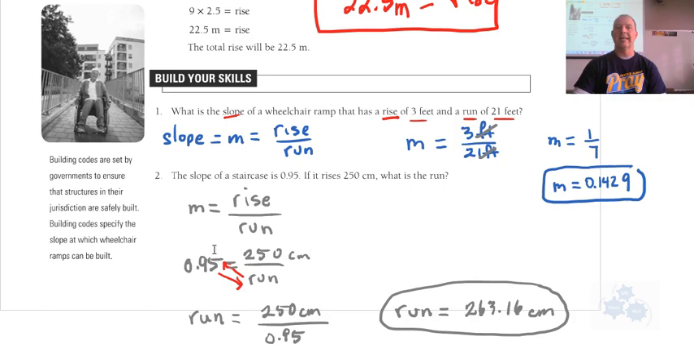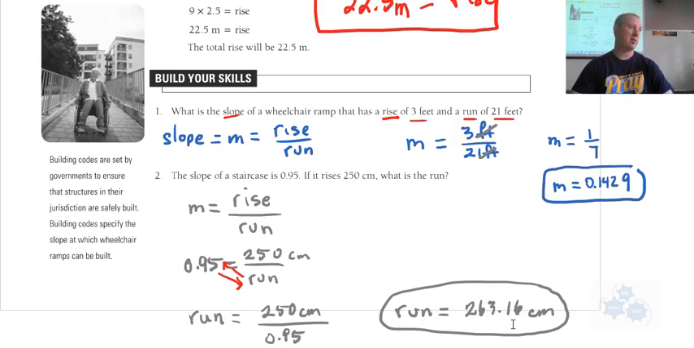And so if you plug in, the slope equals 250 centimeters over run. Remember the cross multiplying and dividing. You can always go across the equal sign in diagonals, the numbers. And when you do that, they kind of can switch places as well. So if we bring the run up there and the 0.95 down there, this is what we end up with. So I think 263.16 is what.